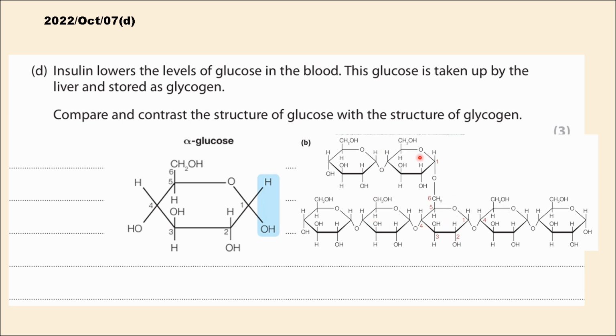If you look at the differences, the structure of glycogen is very large, consisting of many glucose molecules, while glucose is a single molecule. Also, glycogen contains both 1,4 and 1,6 glycosidic bonds, while glucose has no glycosidic bonds as it is a monosaccharide. So you can summarize your answer like this.